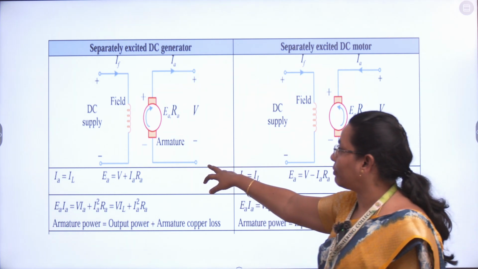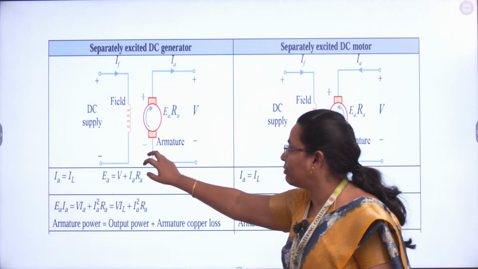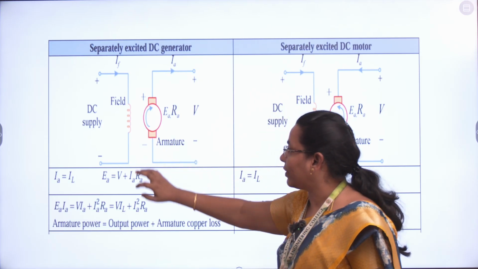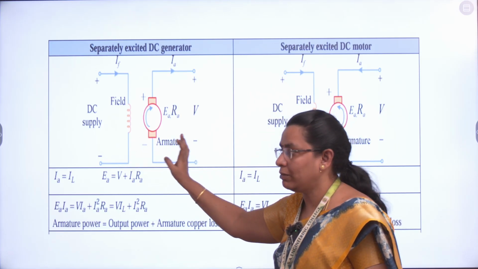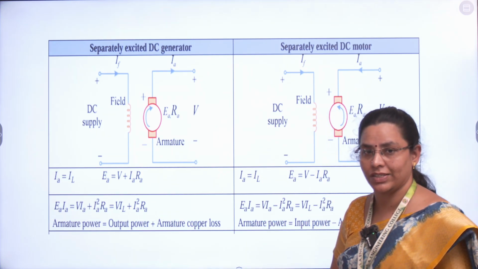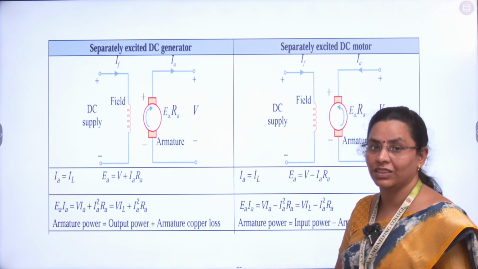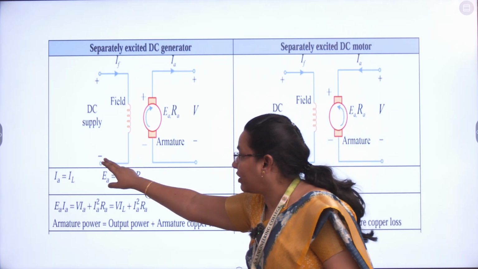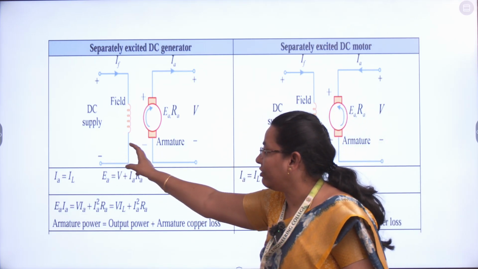In the DC separately excited motor, this is the armature winding and this is the field winding, and both are connected in parallel. In a parallel connection the voltage remains constant, but in a series connection the current remains constant. In the field winding, we are giving the external supply.